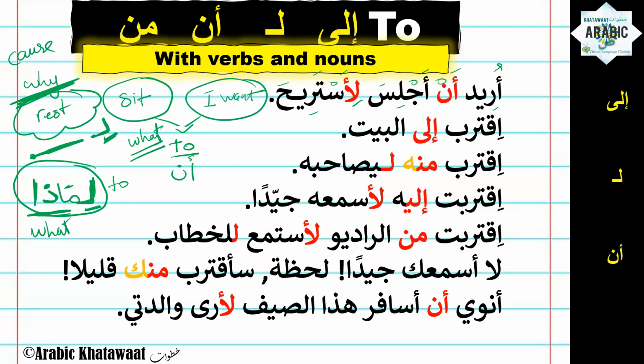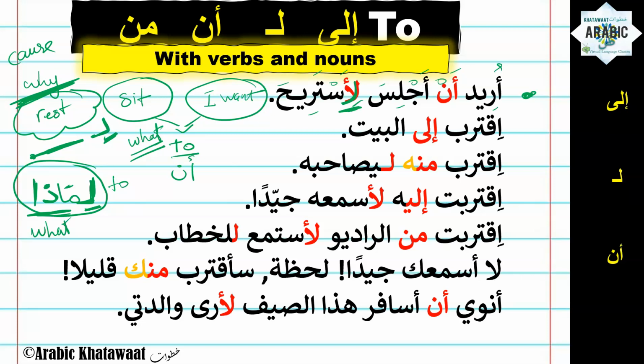That way, when you are practicing in order to or to do something, you know how to place li. So I'll say the question again. Why do you want to sit down? لماذا تريد أن تجلس? You would respond by saying أريد أن أجلس لأستريح. أريد أن أجلس لأدرس.